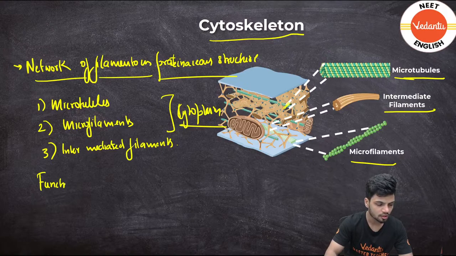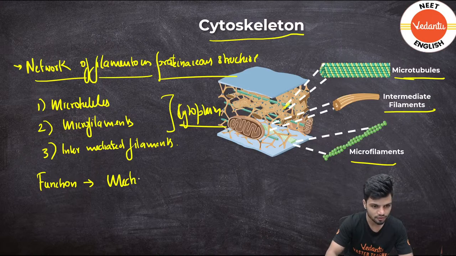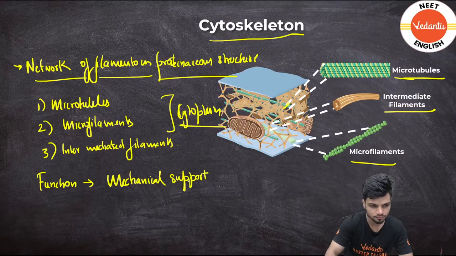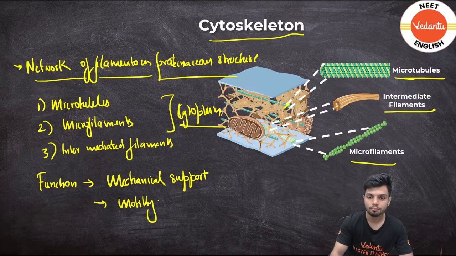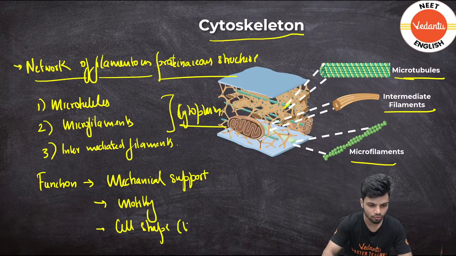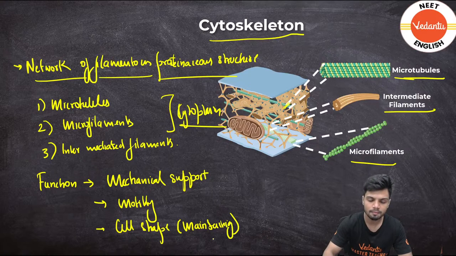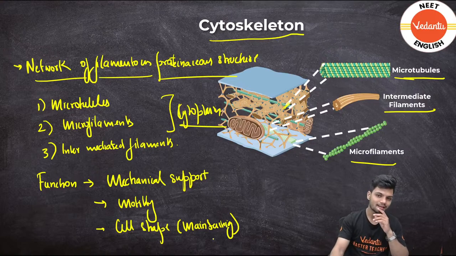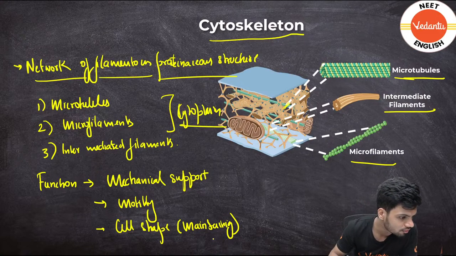Quickly tell me the functions. Obviously the main function here would be mechanical support. Apart from that, can it also provide motility? Yes, because it can help in the movement inside the cell. It also provides cell shape, and maintains the cell shape. That is the cytoskeleton. Clear?